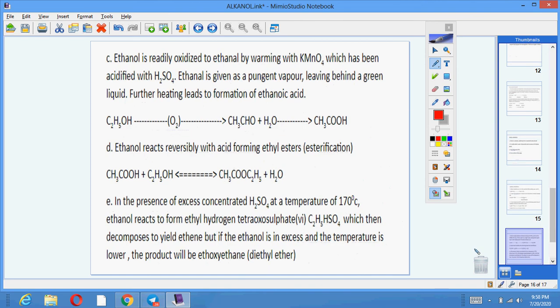Ethanol is readily oxidized to ethanoic acid by warming with KMnO4 which has been acidified with H2SO4. Ethanol reacts reversibly with acids, forming ethyl esters. In the presence of excess H2SO4 at a temperature of 170 degrees C, ethanol reacts to form ethyl hydrogen sulfate, which then decomposes to yield ethene. That's what we call the dehydration of primary alkanol. But if the ethanol is in excess and the temperature is lower, the product will be ethoxyethane, or diethyl ether.